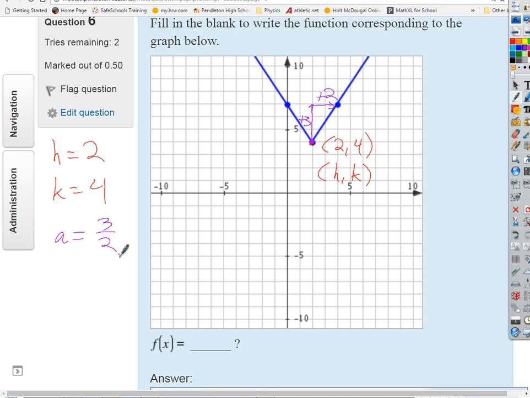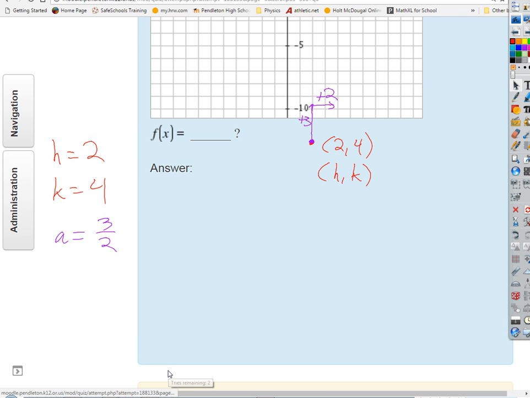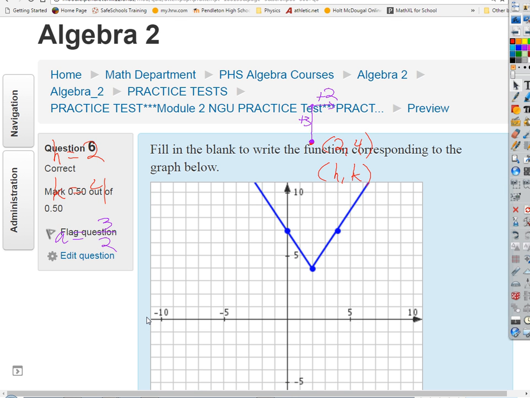So all I've got to do then is just plug that stuff into my template. Well, what's my template? My template is just A times the absolute value of x minus h plus k. So let's plug that stuff in. A becomes the fraction 3/2. I replace h with 2, and I replace k with 4, and that's it, right? And that's the hardest one of that series, okay? So if you can do that, you can do all of them.